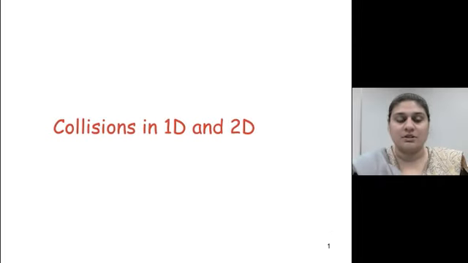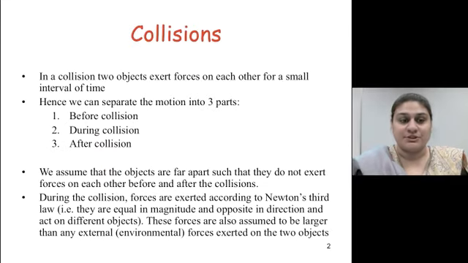So in this section of Chapter 7, we will talk about collisions in 1 dimension and 2 dimensions. So what is a collision? In a collision, two objects exert forces on each other for a very small interval of time. Hence, we can separate the motion into three basic parts: before the collision, after the collision, and during the collision.